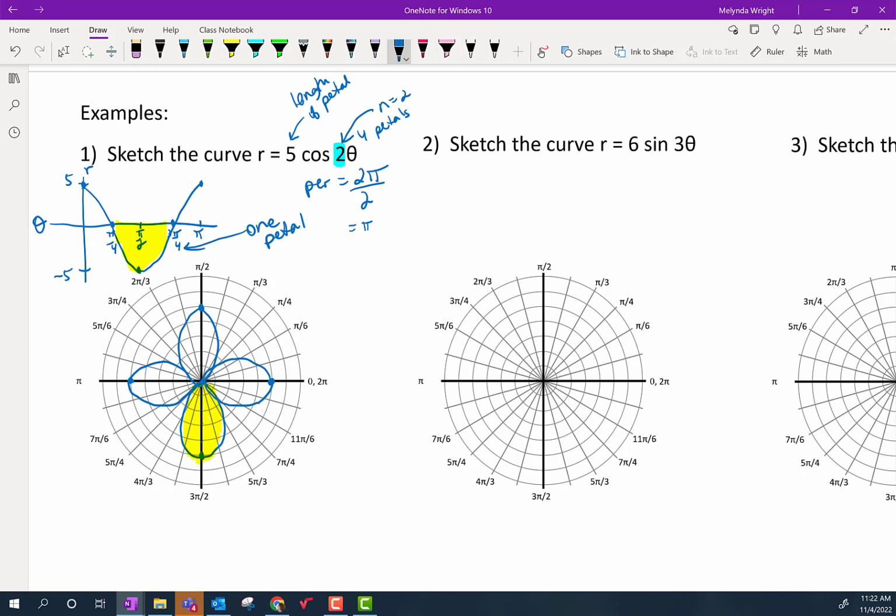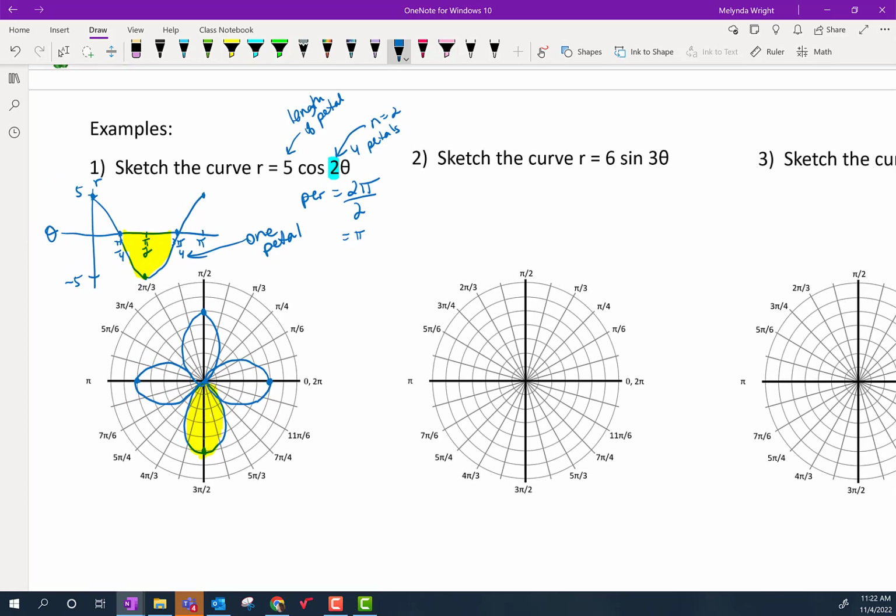Okay, so let's take a look at number 2. All right, so 6 is the length of the petal, and this is an N of 3. That means we're going to have 3 petals. That's what that means. When it's odd, it's the same number. Okay, all right, well, B is 3, so period equals 2 pi over B, and B is 3. So this period is 2 pi over 3.